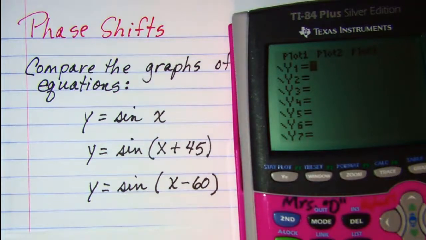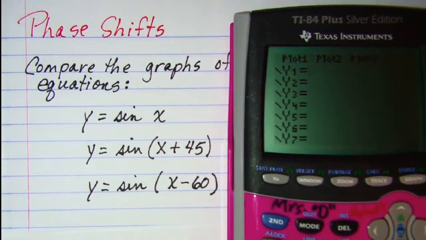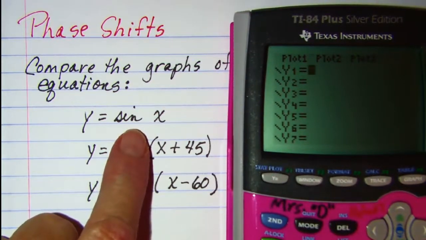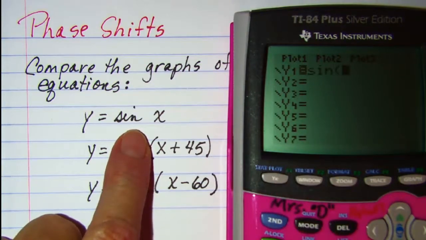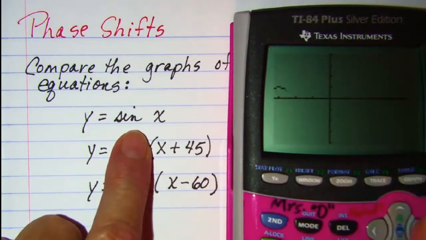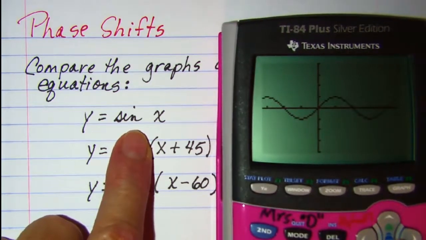Alright, so I have my calculator set on degrees, and it's already been zoomed to trig. So my first one, y equals sine x. If you've not had any experience with graphing calculators, let me explain what we're seeing here.